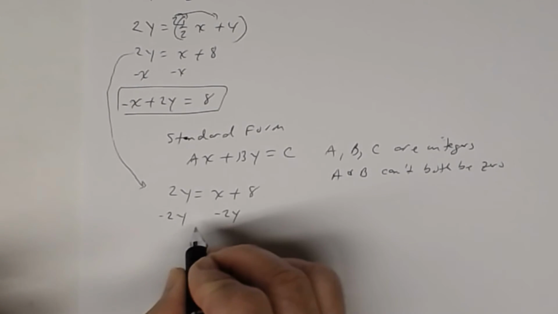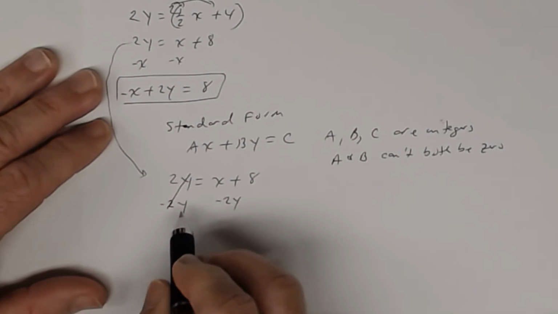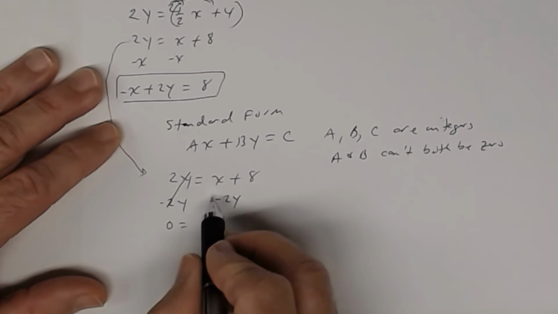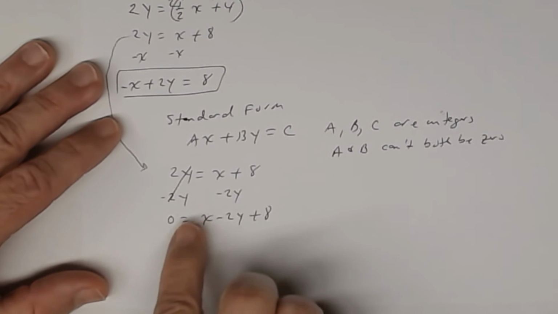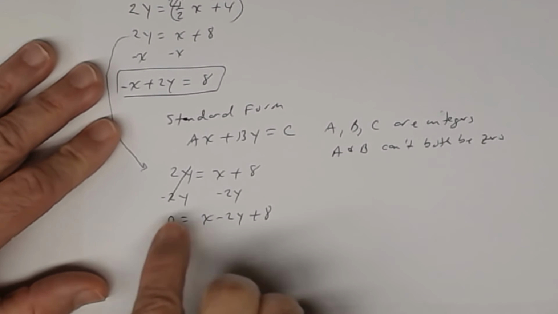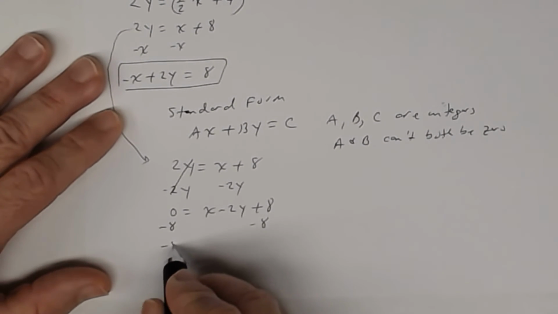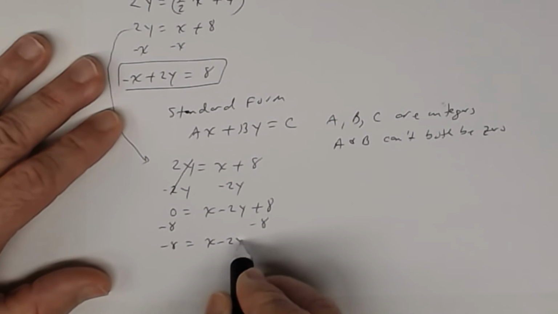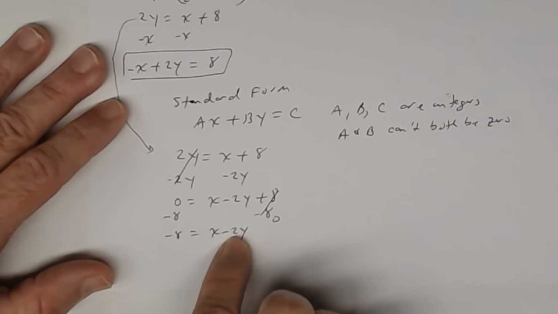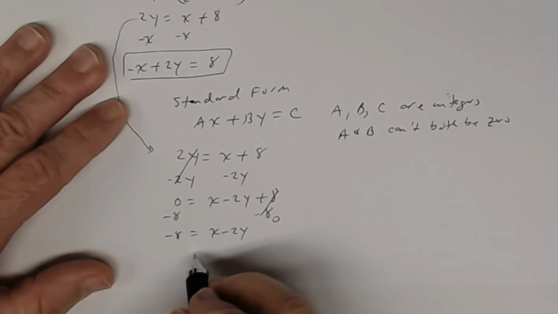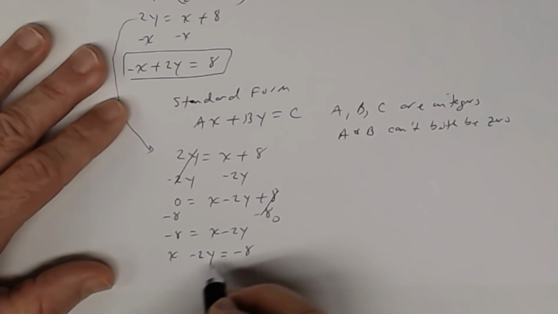Subtracting 2y from both sides is a logical mathematical statement. So I get 2y minus 2y is 0 equals x minus 2y plus 8. But be careful, because this is not standard form. So I've got to bring the constant to the other side. I'm going to subtract 8 from both sides, and so I get negative 8 equals x minus 2y. Then if negative 8 equals x minus 2y, I can transpose the sides. So x minus 2y must equal negative 8.